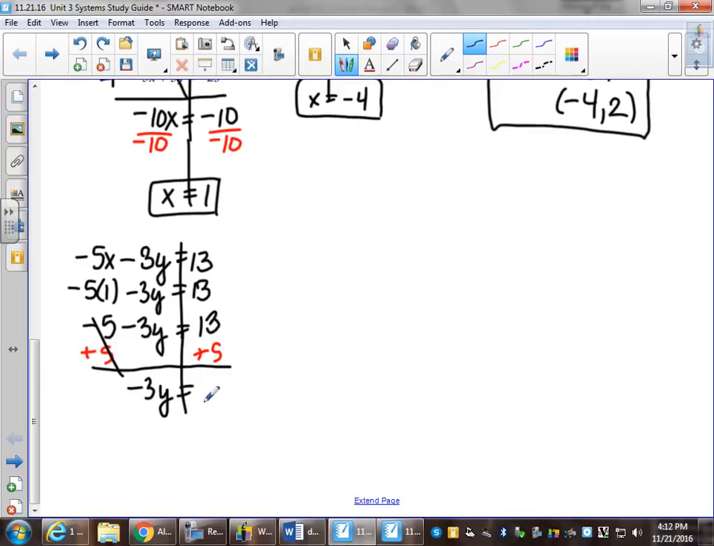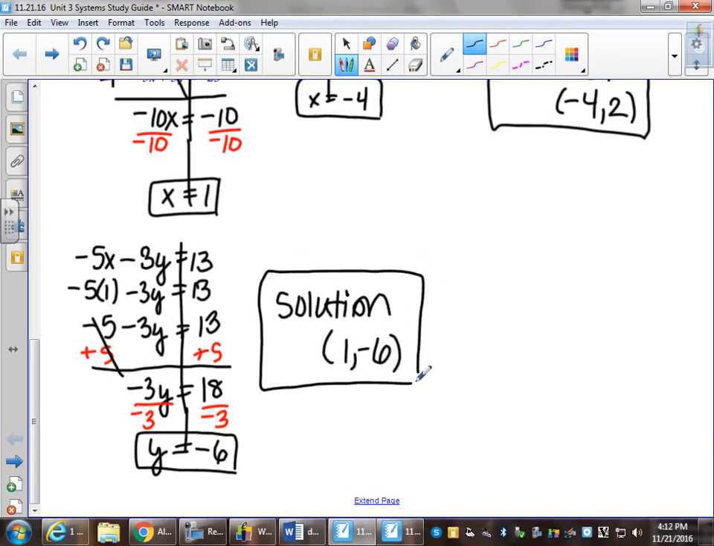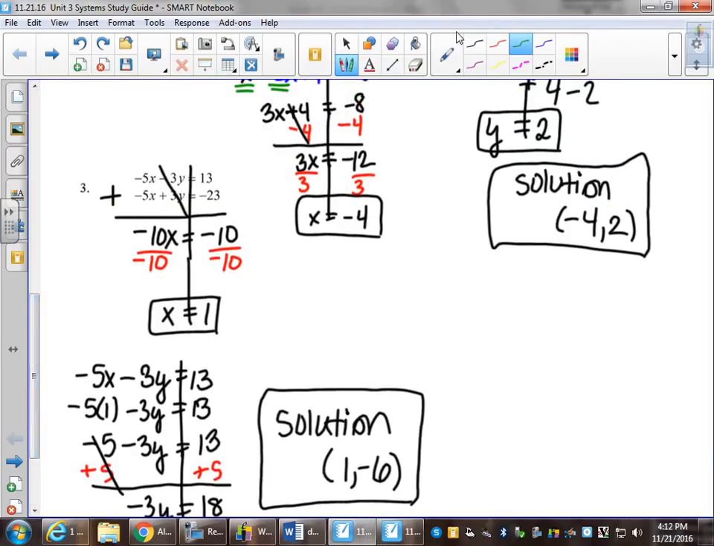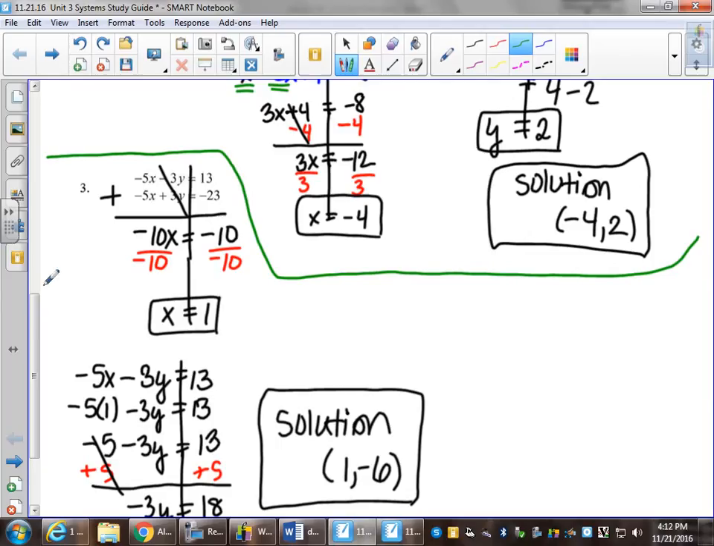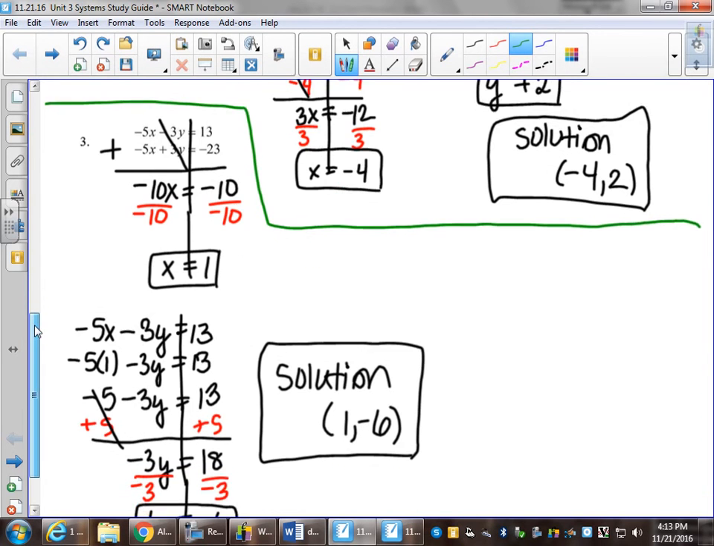Negative 3y equals 18. Divide each side by negative 3. Y equals negative 6. So the solution for number 3 is 1, comma, negative 6. Just to create a separation. So there's number 3.